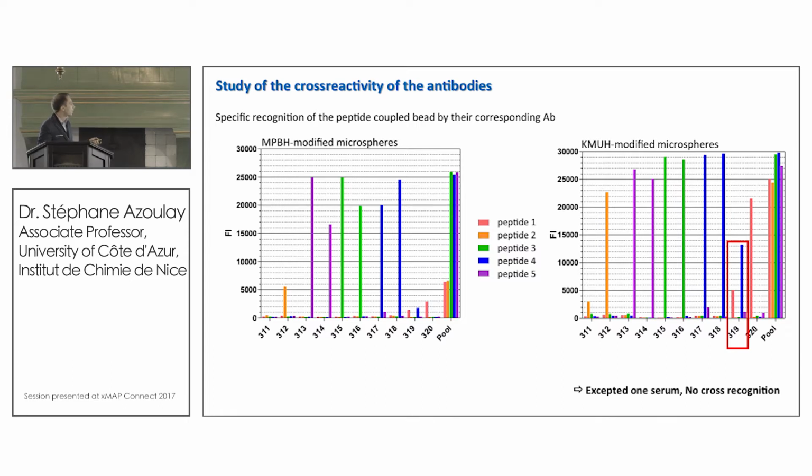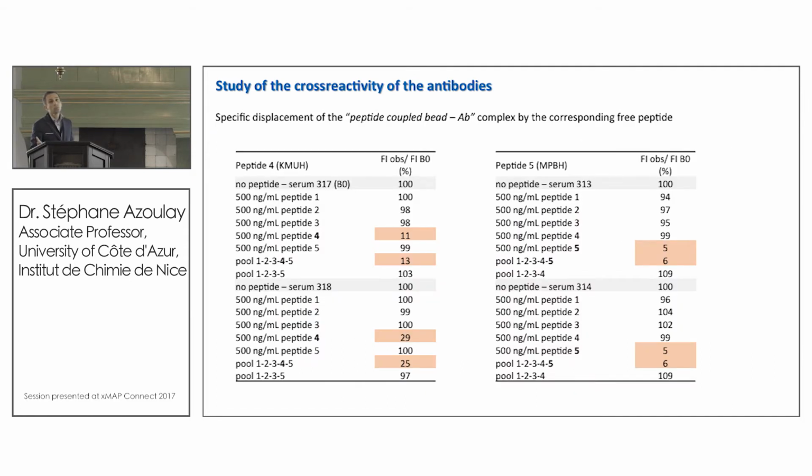You can also still observe some differences between the MPBH modified microsphere and the Gammarus microsphere, where you have a stronger signal, whereas the coupling ratio is the same, which we also checked with the pool to see if there is some different effect on the signal, but there was not. So at this stage, the first steps were okay. We also tested to see if our peptide could displace preformed peptide-coupled beads and antibodies.